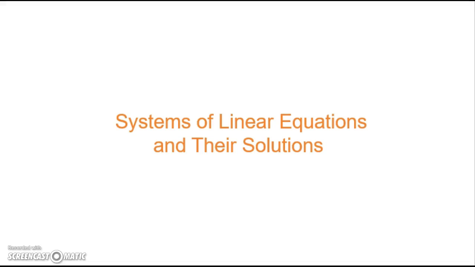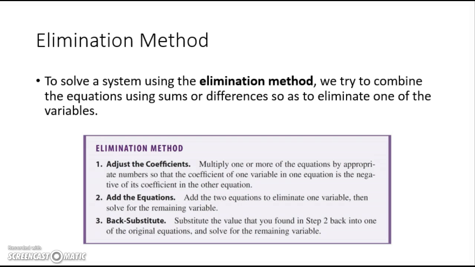We're going to continue talking about systems of linear equations and their solutions. There's a different method for solving these besides the substitution method, and it's called the elimination method. To solve a system using the elimination method, we try to combine the equations using sums or differences so that we eliminate one of the variables and we can just solve for the one variable that's left.